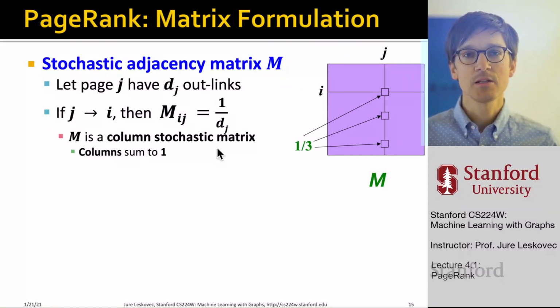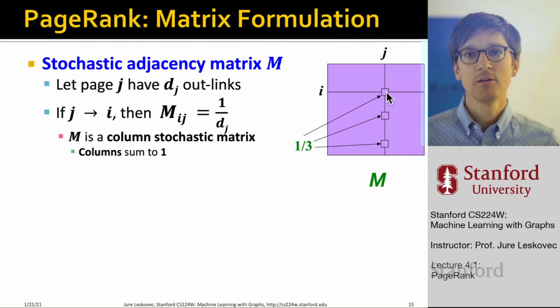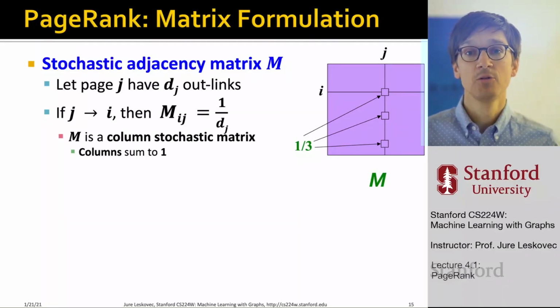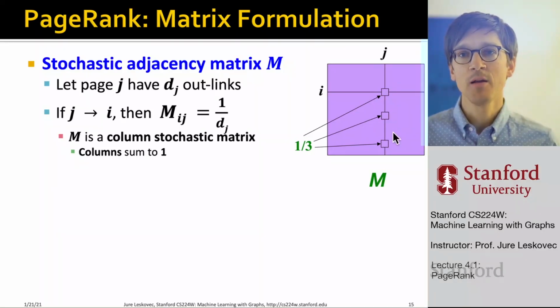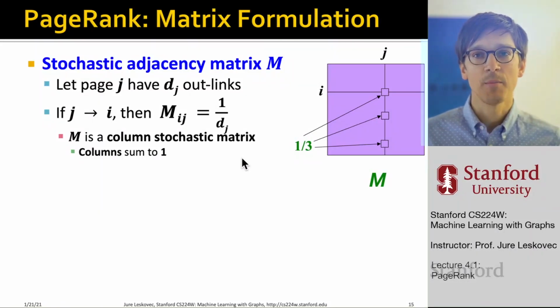So this means this matrix is what is called column stochastic. Every column represents the outlinks of the node, and the number of non-zero entries is the number of outlinks of that node j, and the value is 1 over d_j. Because there are d_j of these entries, and each one has value 1 over d_j, they will exactly sum up to 1. This is why it is called column stochastic: every column of this matrix sums up to 1. So you can think of every column as a probability distribution over the neighboring nodes. This is now the definition of matrix M.